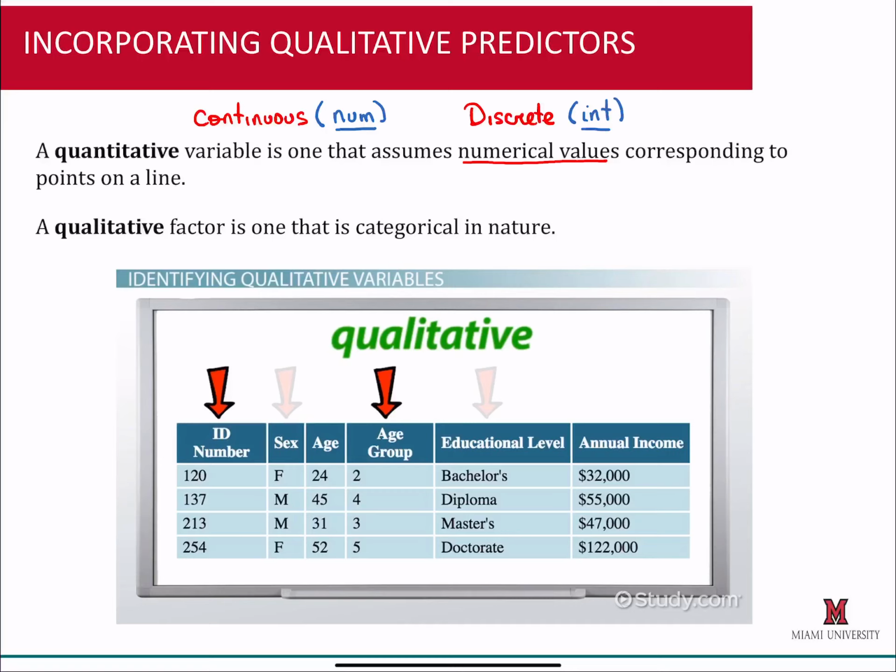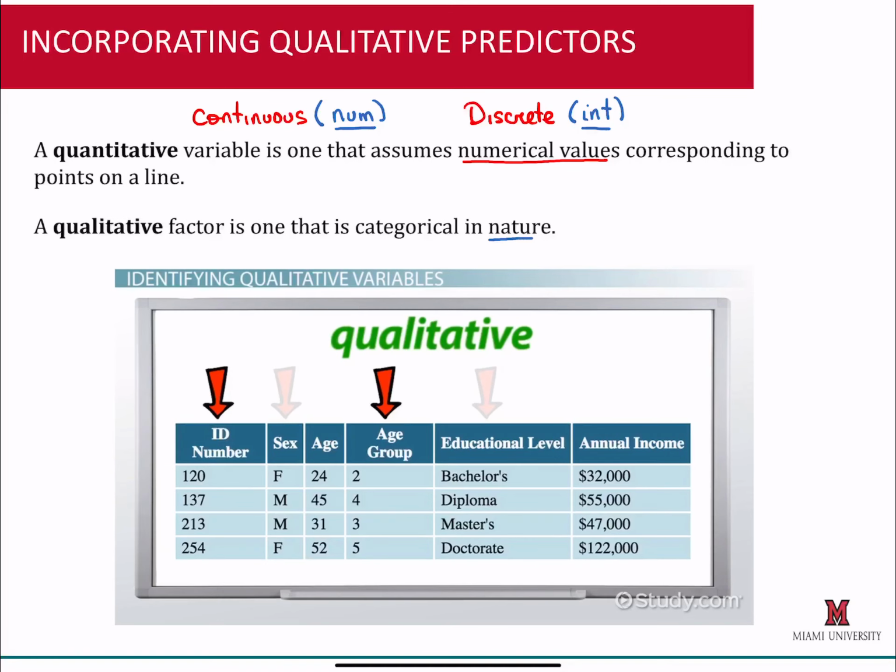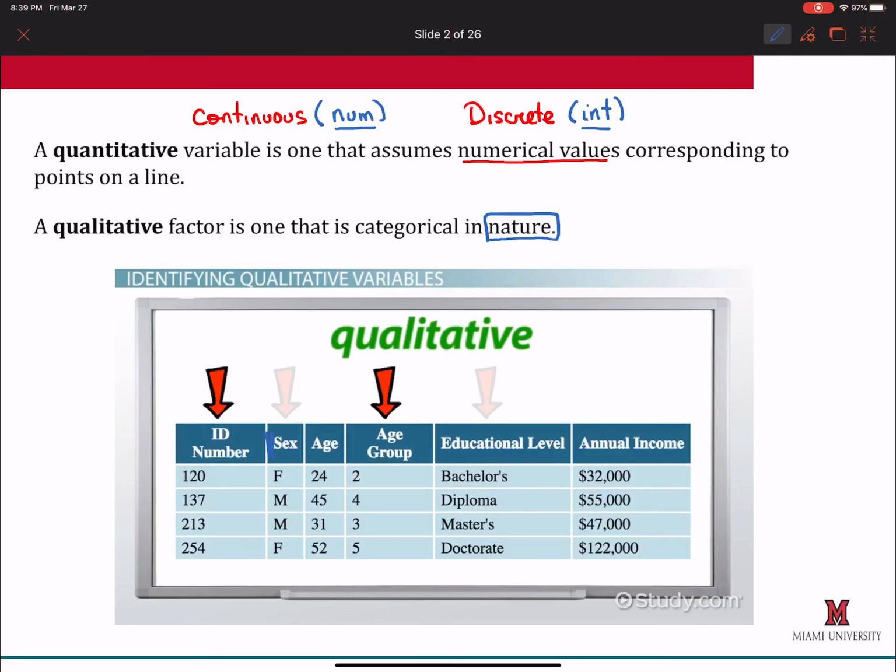Now, qualitative factors are those that are categorical in nature. They have classes or levels in them. But I want to point out the fact that this is categorical in nature, so we have to go a little deeper in what that really means. So for instance, let's take a look at this example here. We have a quick, very small data set here with four observations. There are a few variables in here. We know that sex, for instance, is a categorical or qualitative factor.